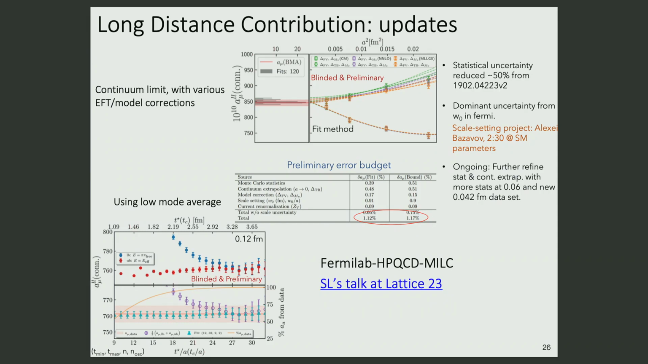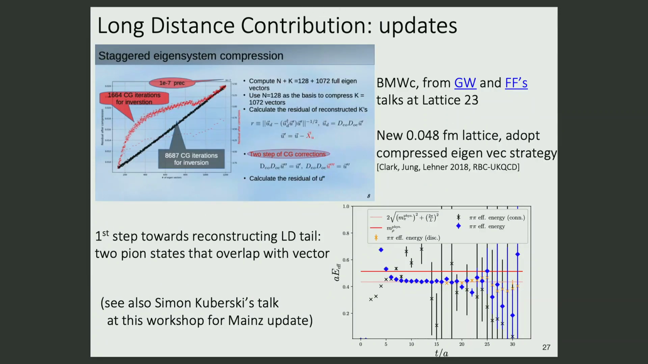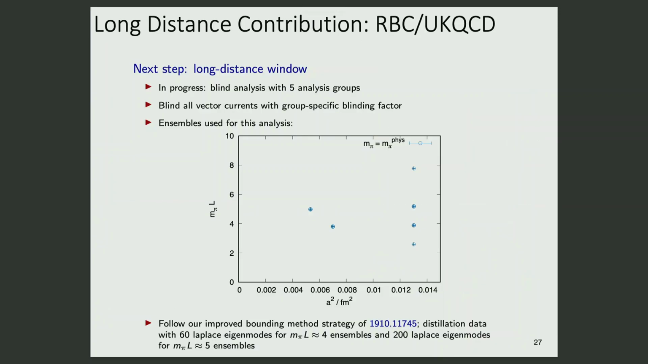I want to spend some time on very preliminary but recent results by the RBC collaboration. So let me talk about our long distance contribution, which I think has a chance of being the next calculation from the lattice with sub-percent, even maybe 0.5% error on the total contribution.